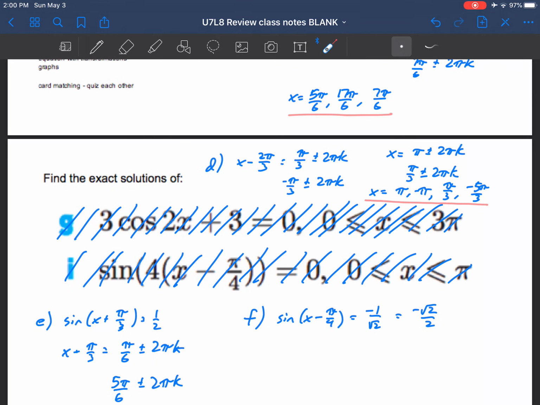Okay. So x minus pi over 4 can equal its sine. So negative root 2 over 2, so that's going to be either 5 pi over 4 plus or minus 2 pi k, or let's just say negative pi over 4 plus or minus 2 pi k.